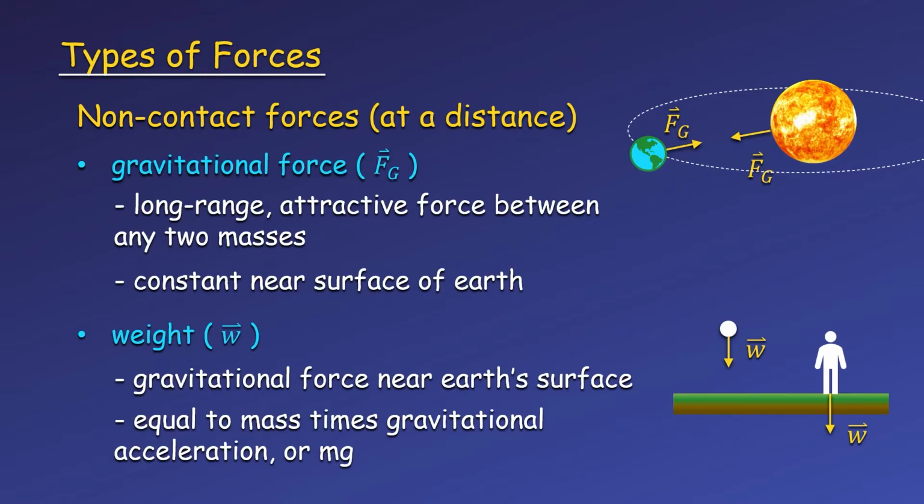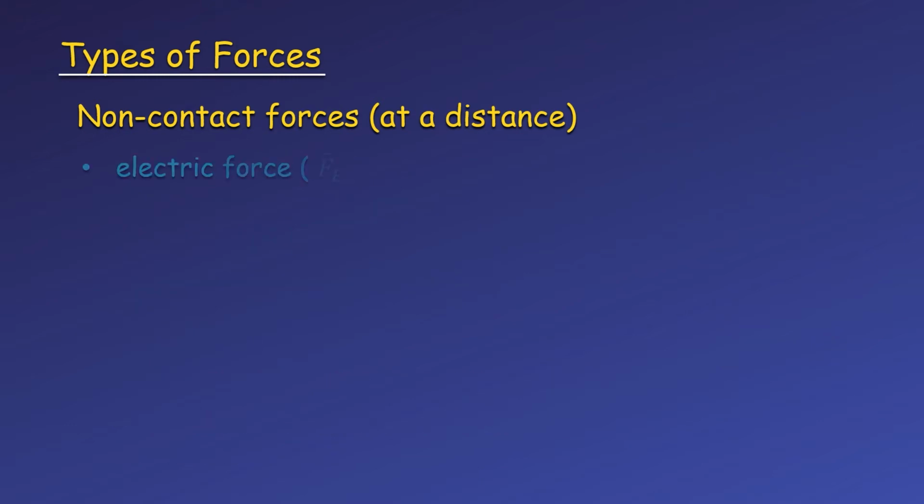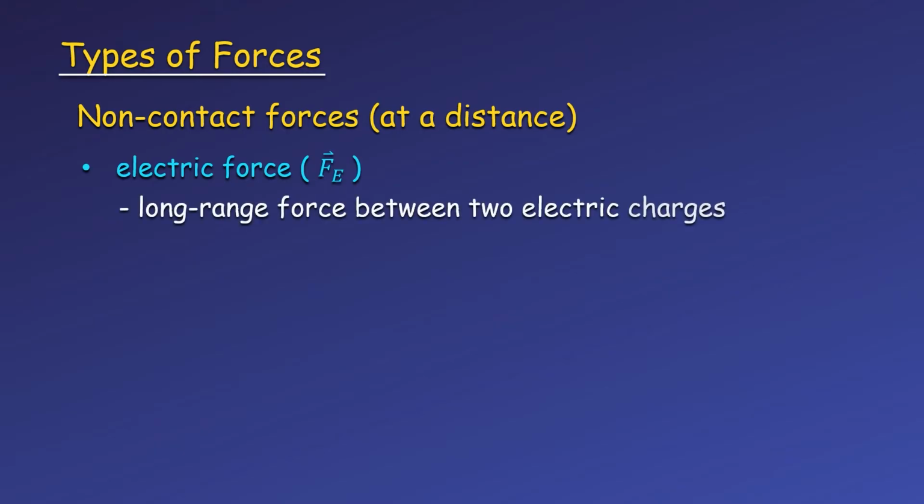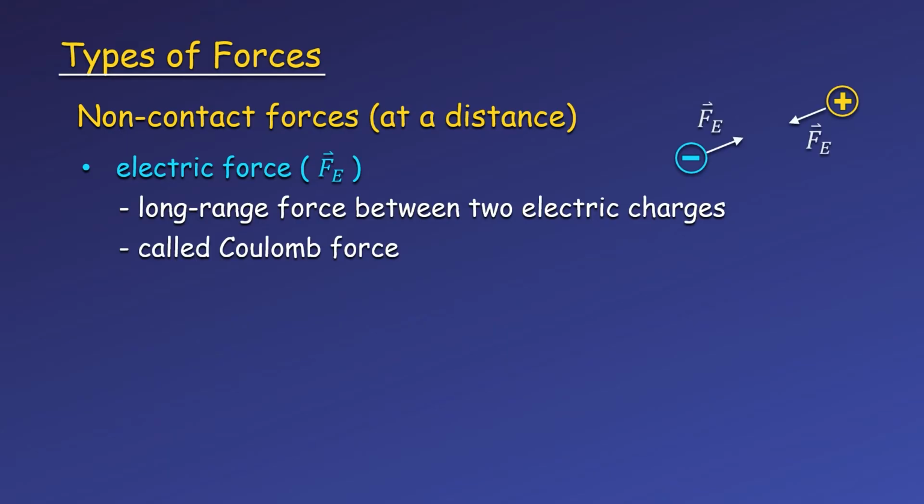I'll mention two long-range forces that we'll see in electricity and magnetism, which are usually covered in a Physics 2 class. The electric force has a subscript capital E and is a force between two electric charges. This is called the Coulomb force and looks similar and works similar to the gravitational force. However, mass is always positive, while charge can be positive or negative. So this is a difference that we'll look at when we get to Physics 2.